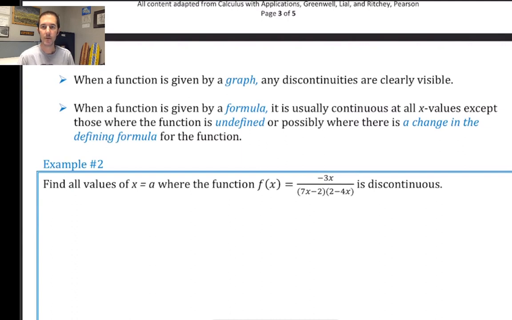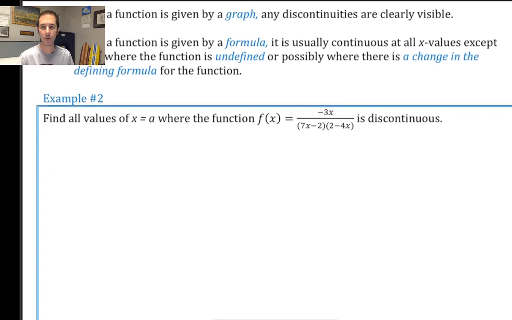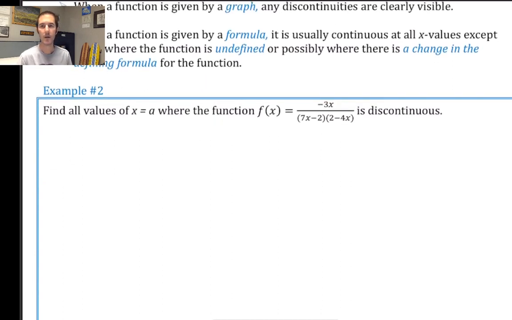And a function's going to be continuous if the function's given to us in the shape of a formula. It's usually continuous at all the x values except those where the function is undefined. Or, and this is the interesting part, where possibly there's a change in the defining formula for the function. And we're going to see an example of that in the form of a piecewise function. We'll see one that works, and I think we get to see one that doesn't.